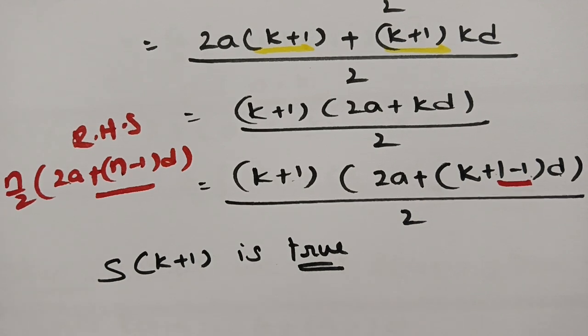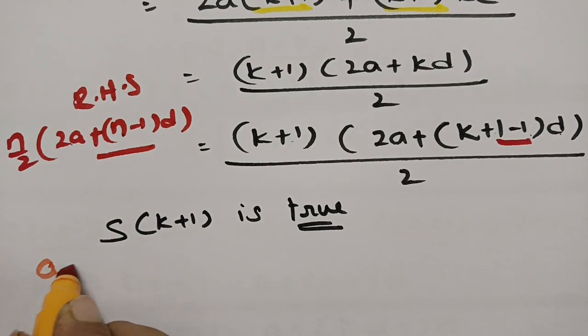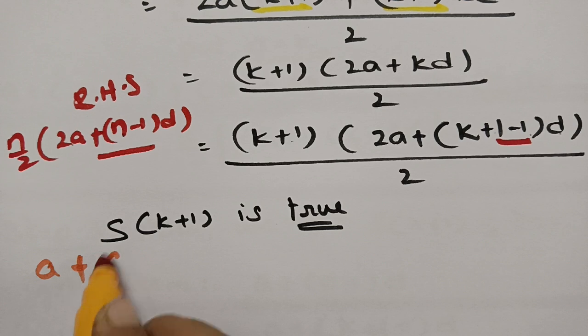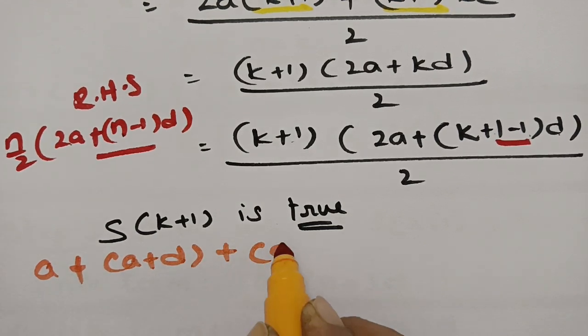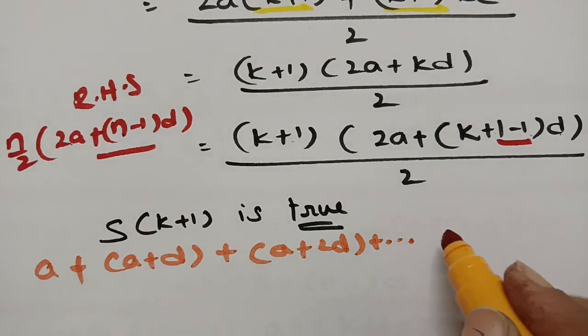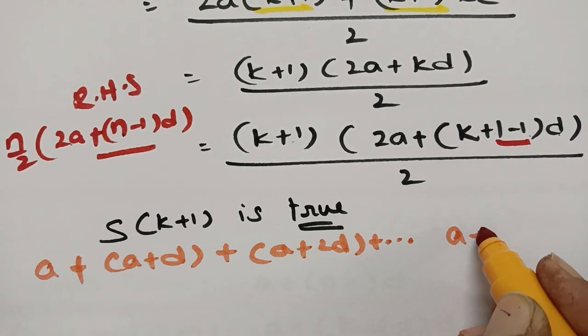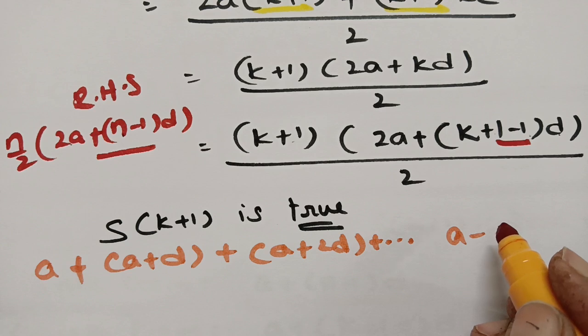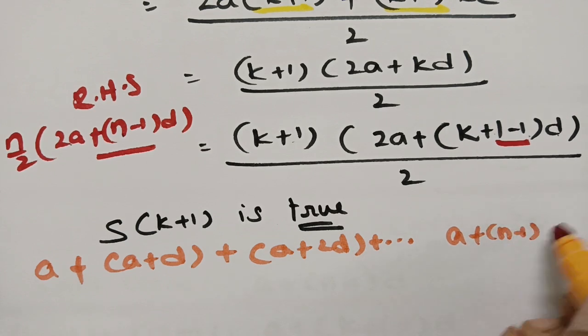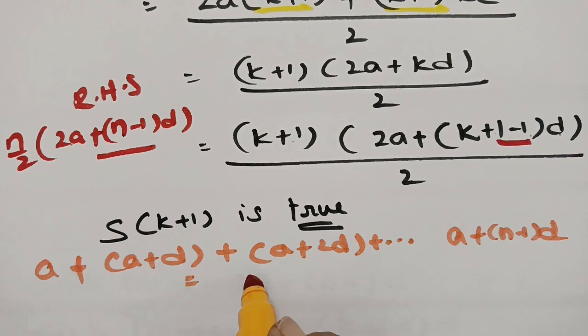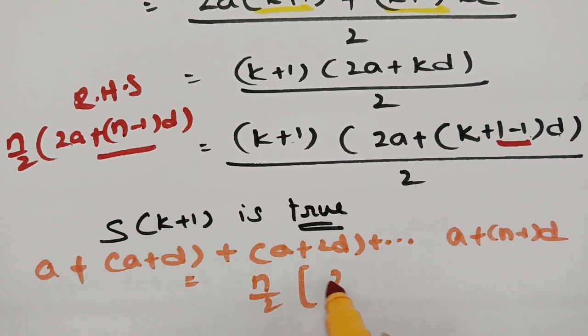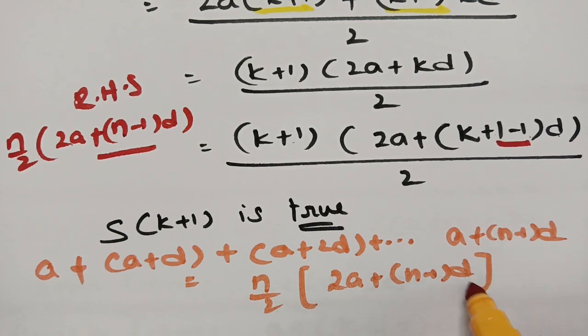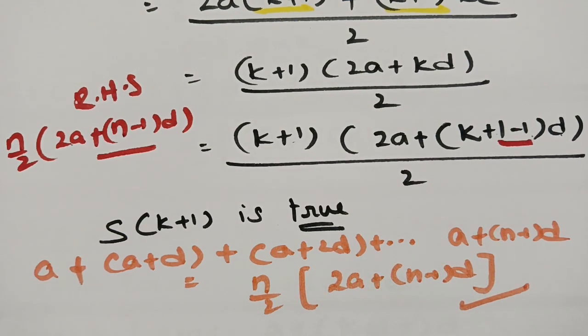And therefore our statement here, so what is our statement here? That is a plus, a plus d plus, a plus 2d plus and so on, the last term is a plus n minus 1 into d, up to n terms, which is equal to n by 2 times of 2a plus n minus 1 into d. This is true for every natural number, as it is true for n is equal to 1, 2, 3 and so on, k and so on, k plus 1. Therefore it is true for every natural number.